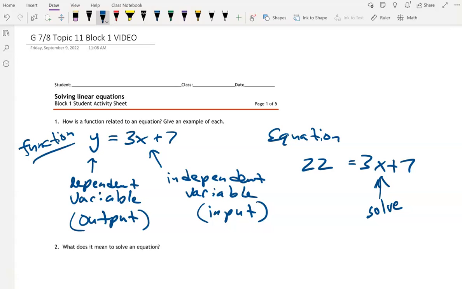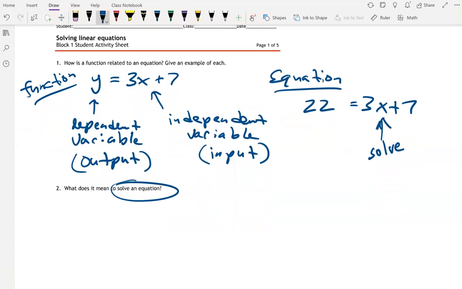When we had a function, the independent variable could be anything, and then the resulting dependent variable would result from that. So you could have an infinite number of each of those, but for an equation, you have a very finite set because you're solving for one variable. When we are solving an equation, that means we are trying to find the value of the variable that makes the equation true. Easy peasy, right? No worries. Make sure you write this down.